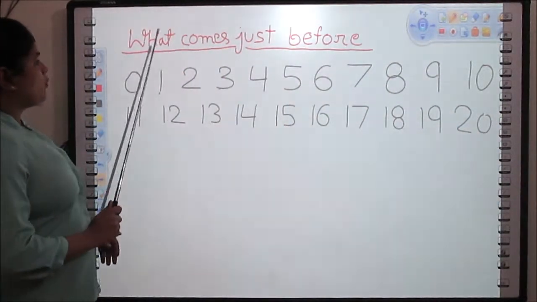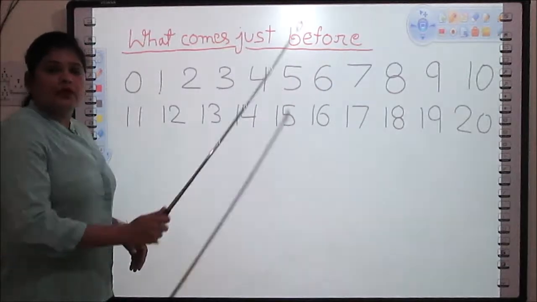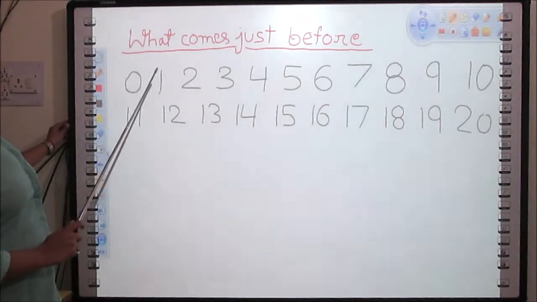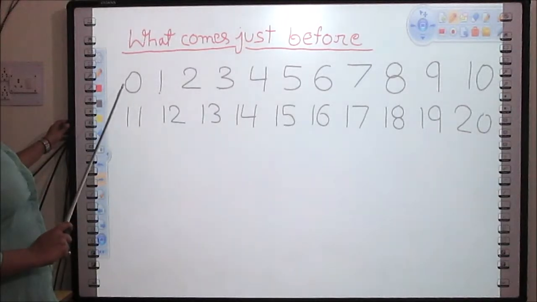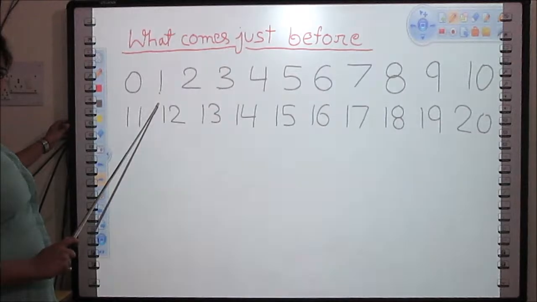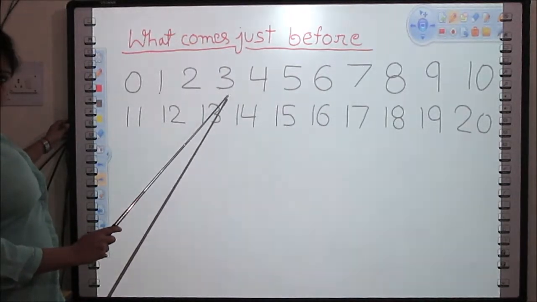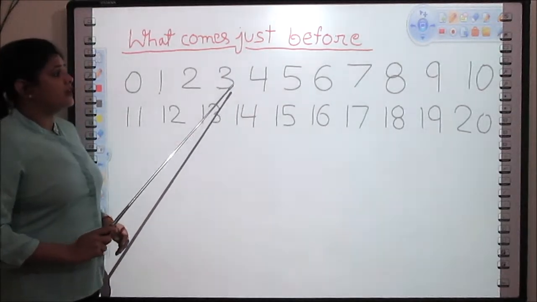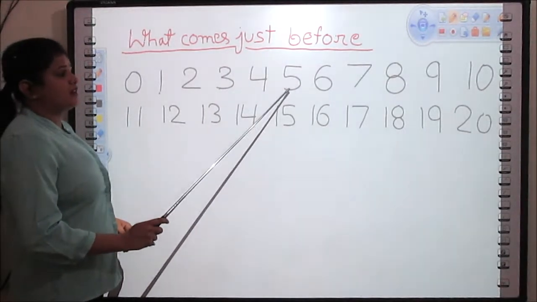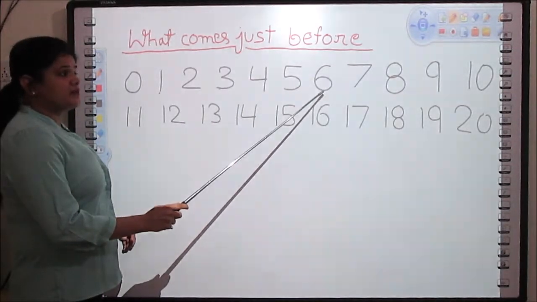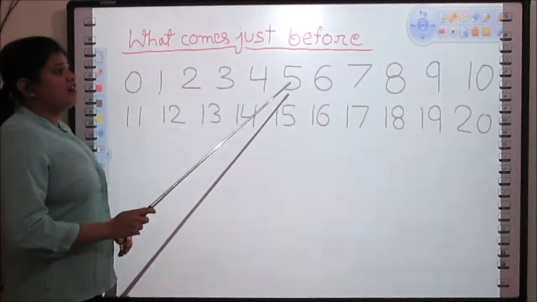Let's learn what comes just before with me. Speak loudly. Now, what comes just before 1? 0. What comes just before 2? 1. What comes just before 3? 2. What comes just before 4? 3. What comes just before 5? 4. What comes just before 6?